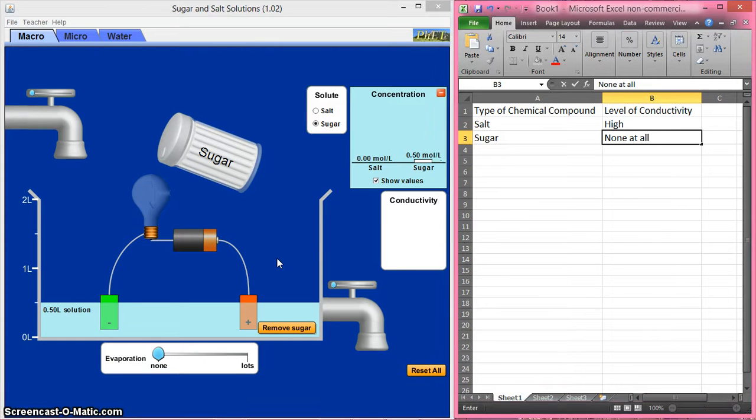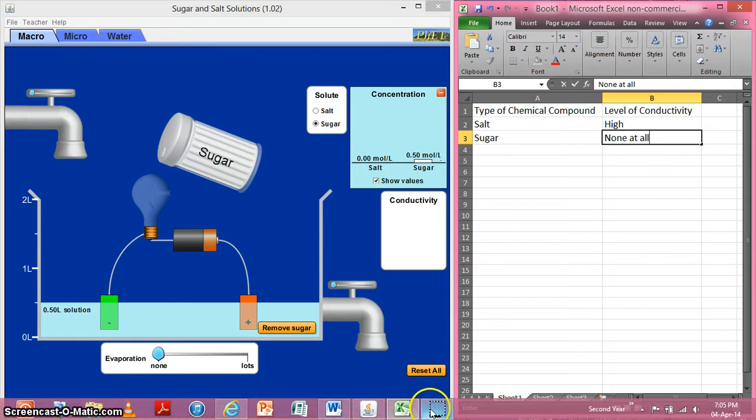When I changed the type of chemical compound, the light bulb's level of conductivity changed. When salt was added to the water, the light bulb's level of conductivity was high. However, when sugar was added to the water, the light bulb had no conductivity at all.